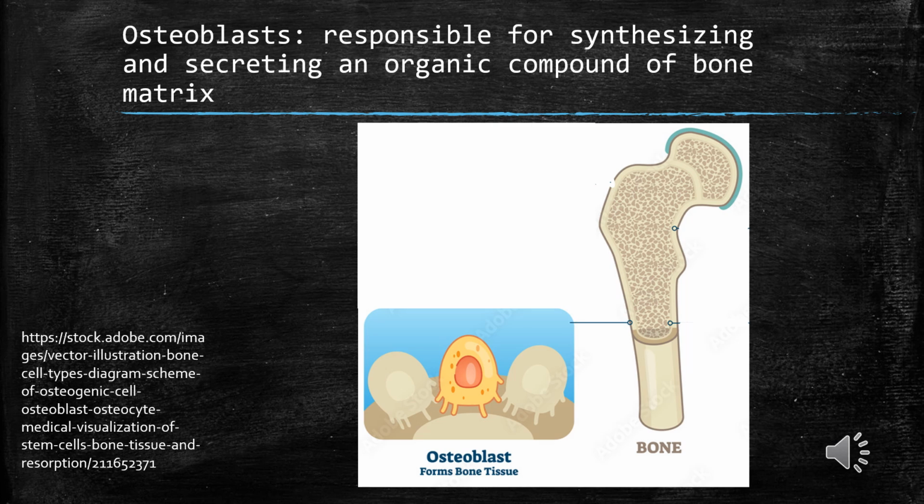Osteoblasts are located in the periosteum, which is the tissue layer on the surface of bones, and in the endosteum. They are responsible for synthesizing and secreting an organic compound of the bone matrix. This ends up mineralizing to become mature bone tissue. As the osteoblast calcifies, it becomes trapped and changes structure and turns into an osteocyte.